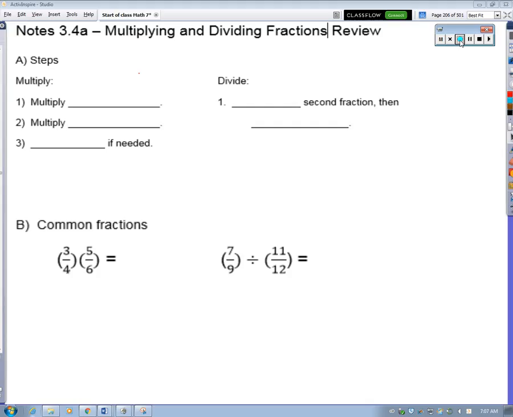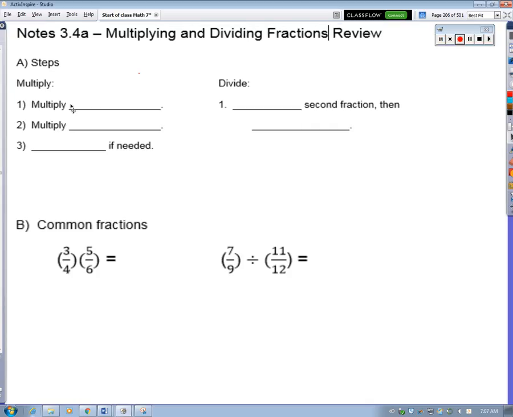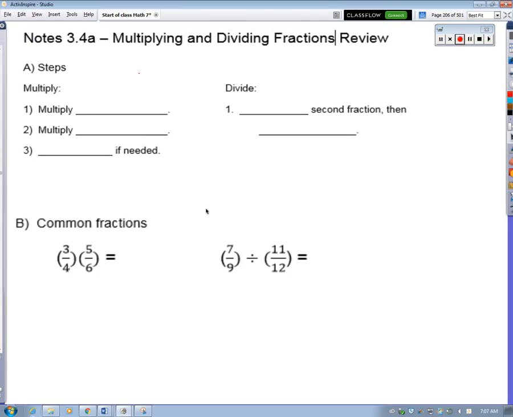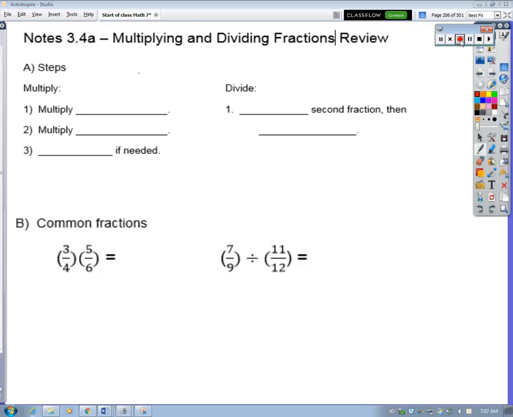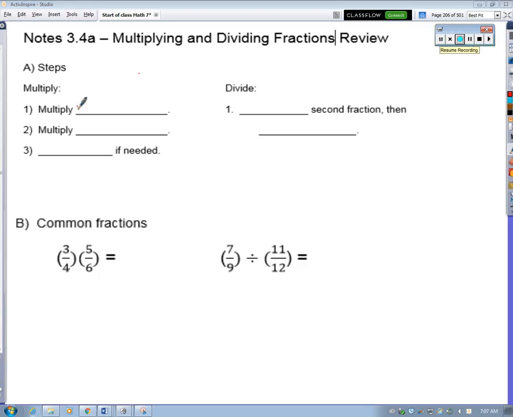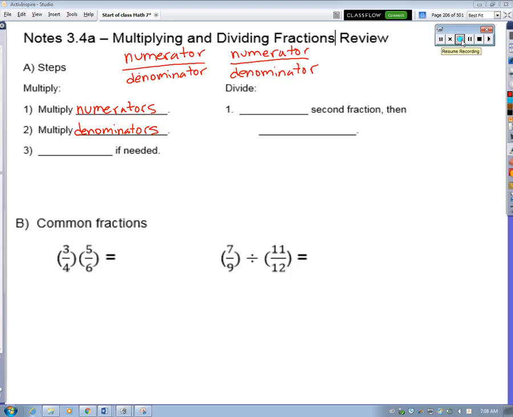Multiplying fractions. 3 steps. We're going to multiply across the tops, that being the numerators. Multiply across the tops. The numbers on top of the fraction bar are the numerators. Next, we're going to multiply across the bottom. The numbers across the bottom of the fraction bar, those numbers are the denominators. Okay, and that looks like this.